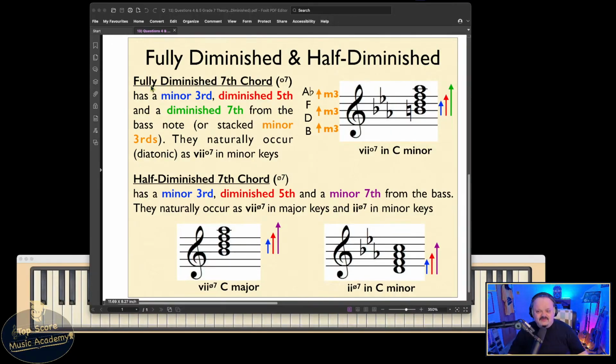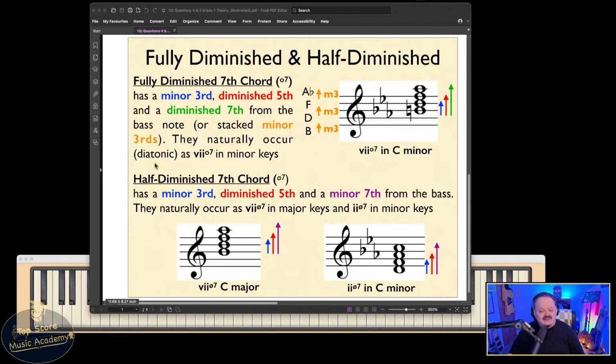So just to recap, the fully diminished seventh chord, you should see a minor third between B and D, in this example in C minor. A diminished fifth between B and F, yep. And a diminished seventh between your B and your A flat from the key signature. Or the other way is stacks of minor thirds on top of each other.